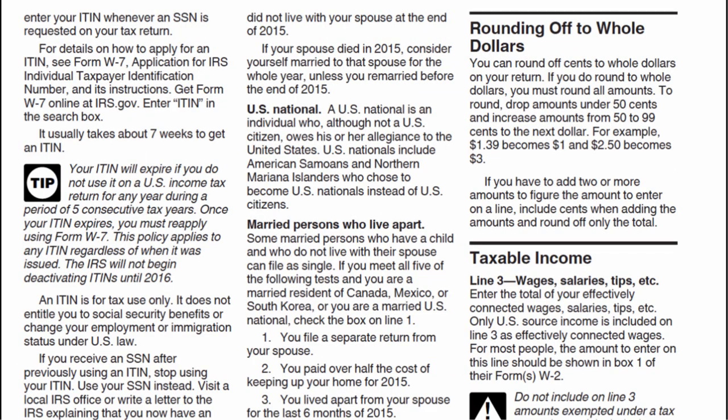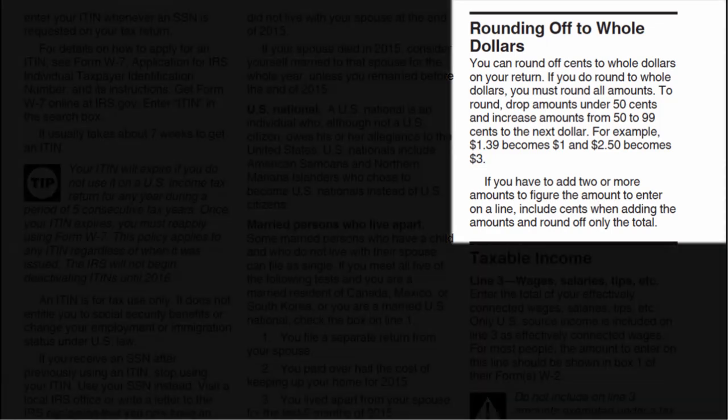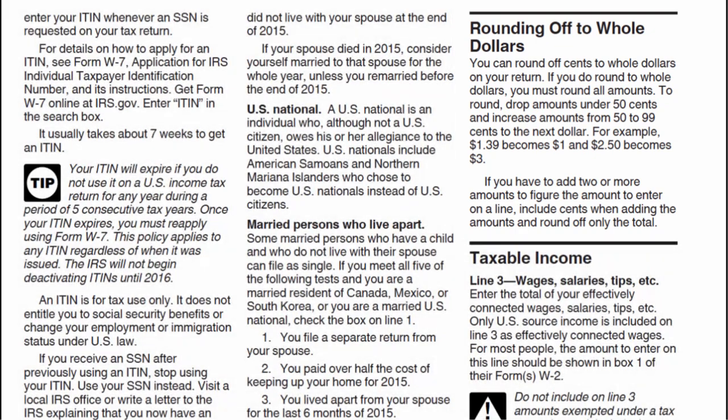In the real world, you will probably get whole numbers and you can round them up. In the instructions, it clearly states how to do it. If it's an amount under 50 cents, you go down. If it's between 50 and 99 cents, you go up to the next dollar. For example, 139 becomes 1 and 250 becomes 3.